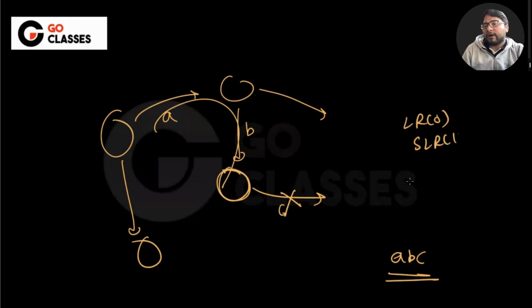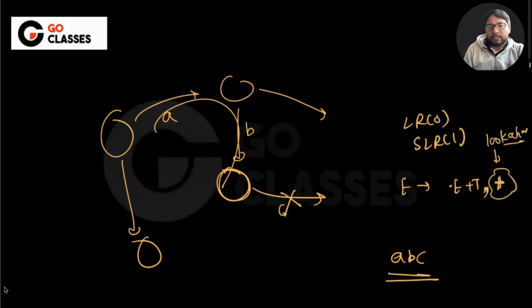Okay. See, in LR1 parsing, currently we have seen LR0 and SLR1. In LR1 parsing, we will be having something like a lookahead. I will tell you later on. But yes, we will be having something like a comma and then a plus, something like comma and a symbol. So this is called lookahead.